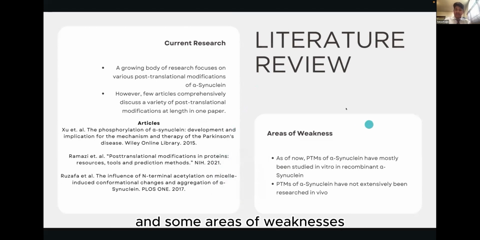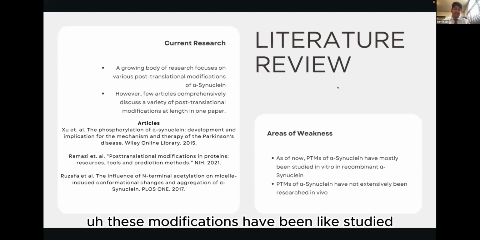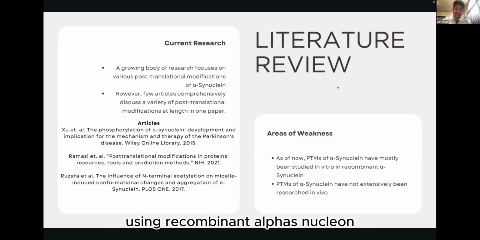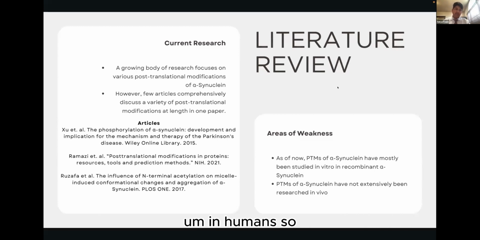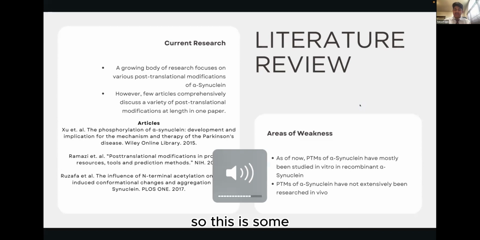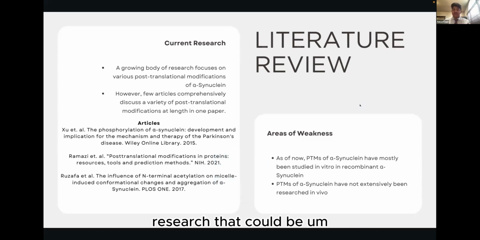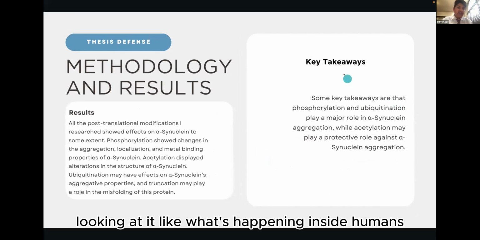Some areas of weakness in researching this topic are that these modifications have been studied in vitro, which means in laboratory conditions using recombinant alpha-synuclein, and it hasn't really been extensively studied in vivo in humans. So some of the findings of the research may not translate exactly to what is actually happening in humans. So this is some research that could be taken further, looking at what's happening inside humans.